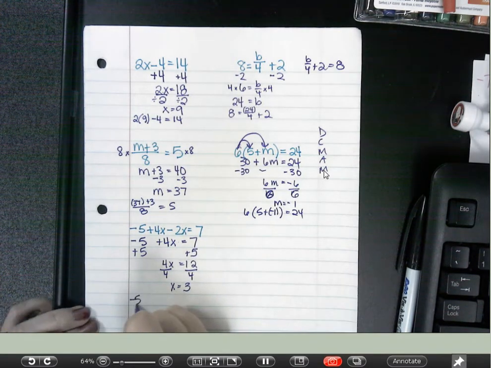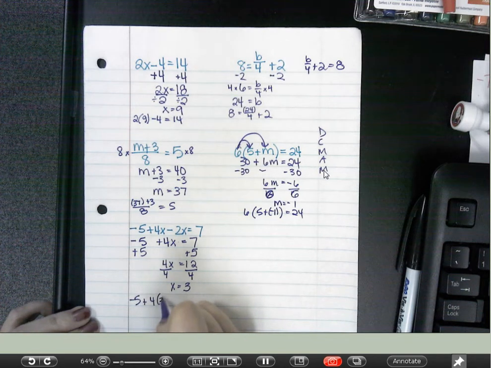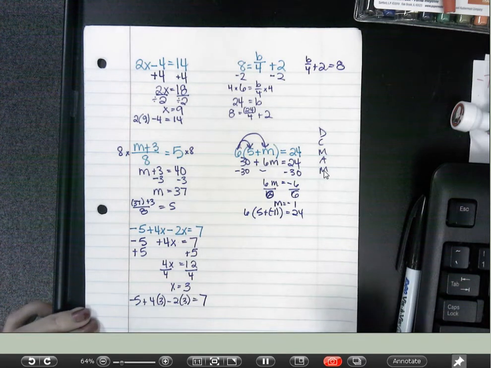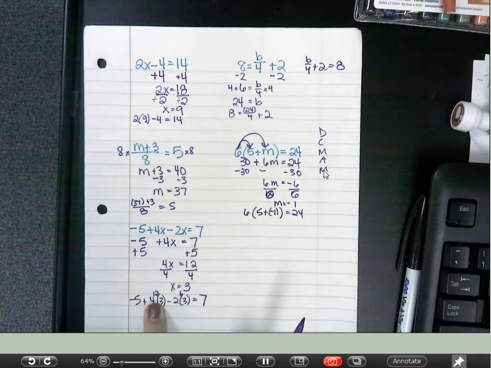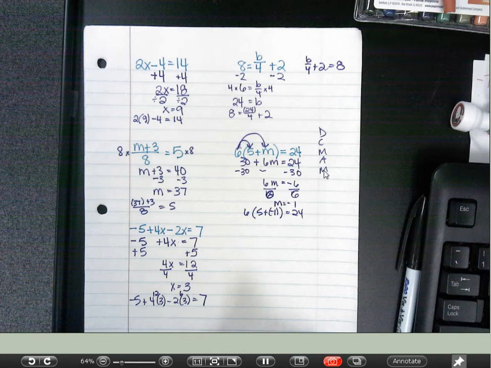So now when I substitute, it looks a little different because I have to actually substitute twice because my variable shows up 2 times. So 4 times 3 is 12. And 6. So negative 5 plus 12 is, what do you guys think it is? 7. It's 7. Minus 6. That doesn't work, does it? Did I do something wrong here, guys? Looks like I did something wrong.